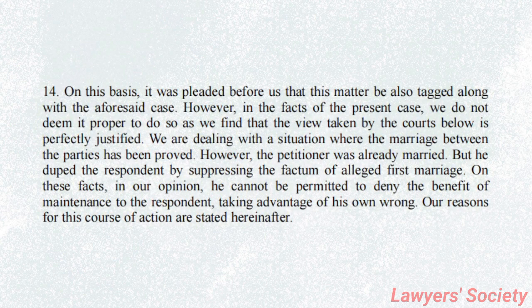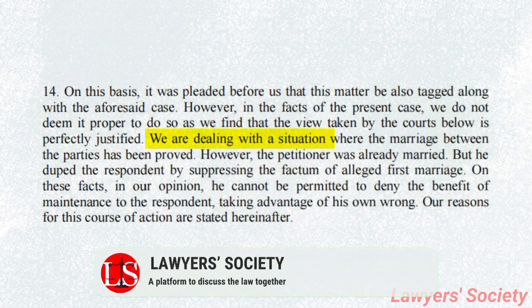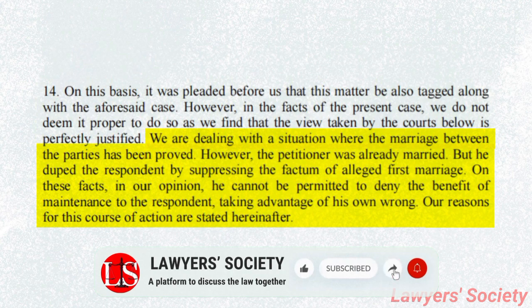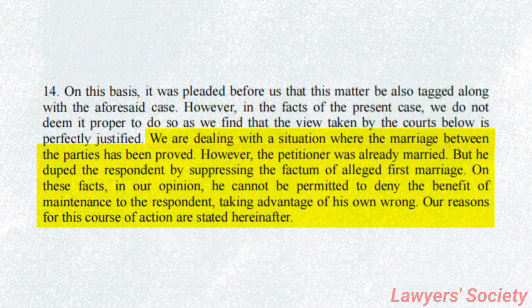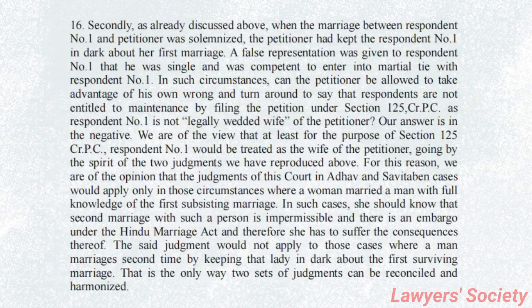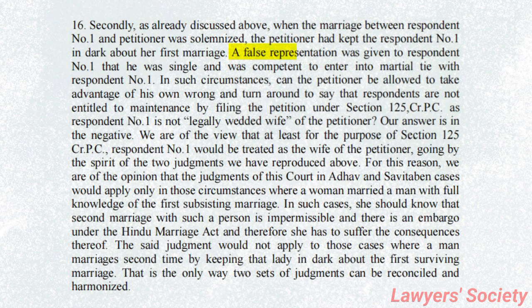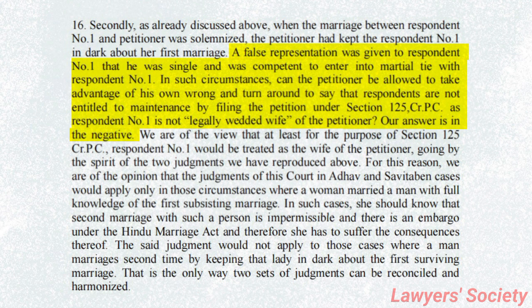Now, in this particular case, it was held that it was the husband who had suppressed his first and subsisting marriage. That is, the first marriage of the husband hadn't concluded in a divorce or it wasn't declared void or annulled. So it was still existing, still subsisting. Since the husband had concealed the fact from the wife and the wife was not aware of the same at the time of the marriage, she cannot be faulted with. So it was held that the wife was entitled to claim maintenance because she was not aware of the husband's first marriage.